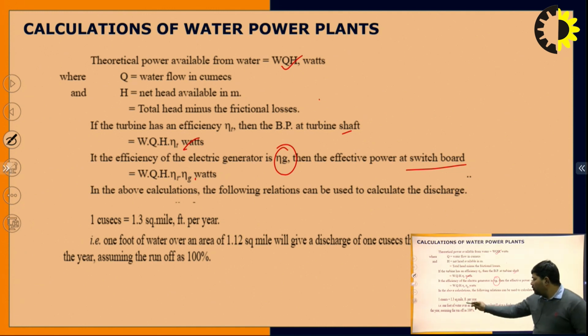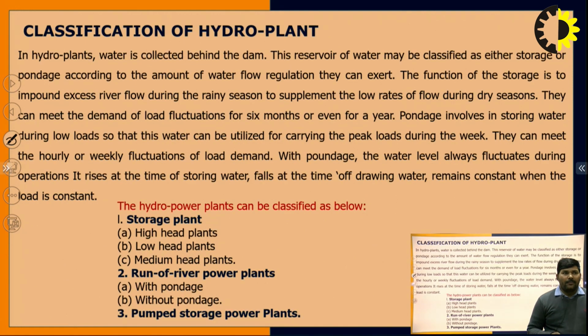The above calculation follows the relation used for discharge: 1 foot of water over one square mile area gives a discharge of about 1 cusec throughout the year, assuming a runoff of 100%. So these are some of the points discussed.